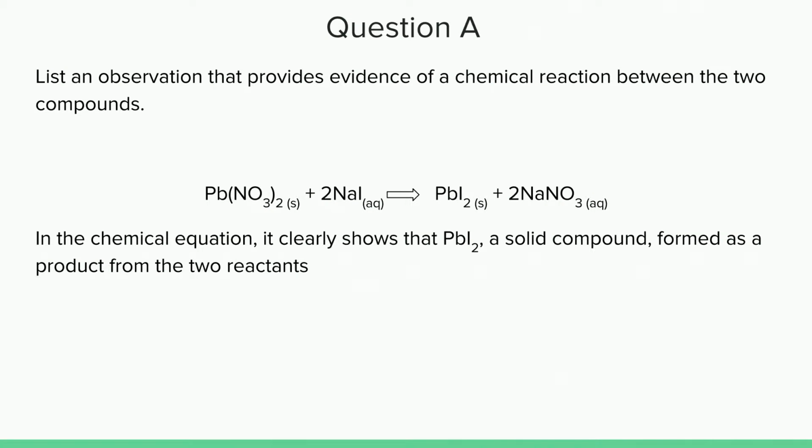Question A asks us to list an appropriate observation that provides evidence of a chemical reaction between the two compounds. As you can see in the chemical equation, it shows that PbI2, a solid compound, formed as a product from the two reactions.